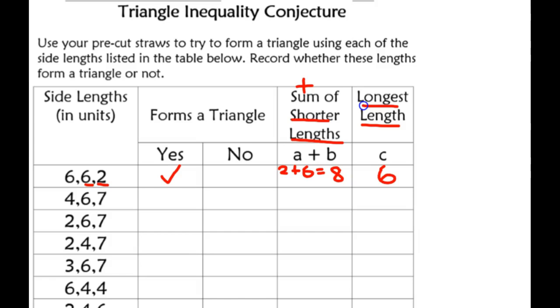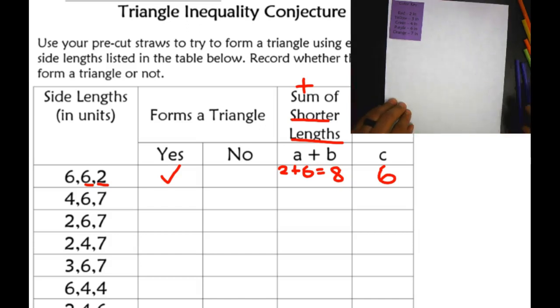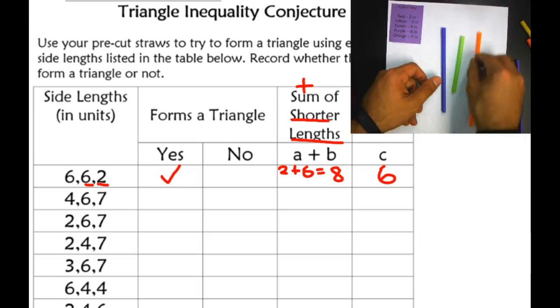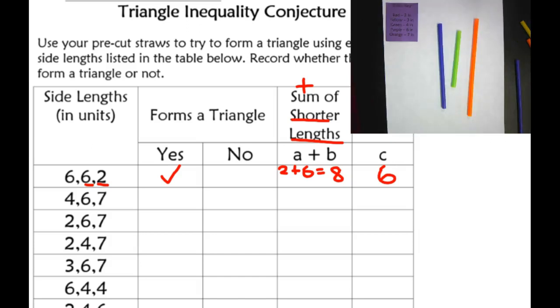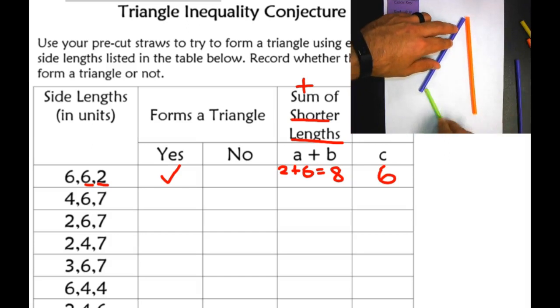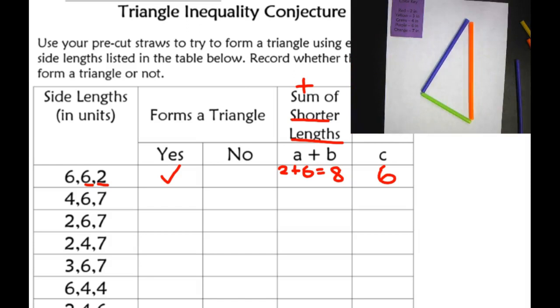Cool. We're going to do something with those last 2 columns in a little bit, but let's proceed to the next one. 4, 6, and 7 is going to be green, purple, orange. Taking a look at these, once again, what do you think? Is it going to make a triangle? Who thinks it's going to make a triangle? Say bet if you do, say nah if you don't. I got half and half. Let's find out. Oh, it makes a triangle.